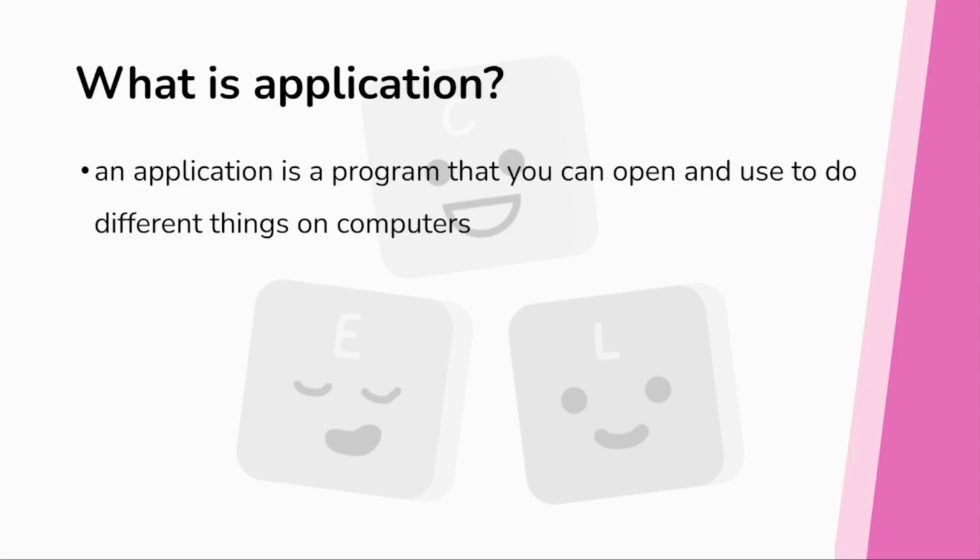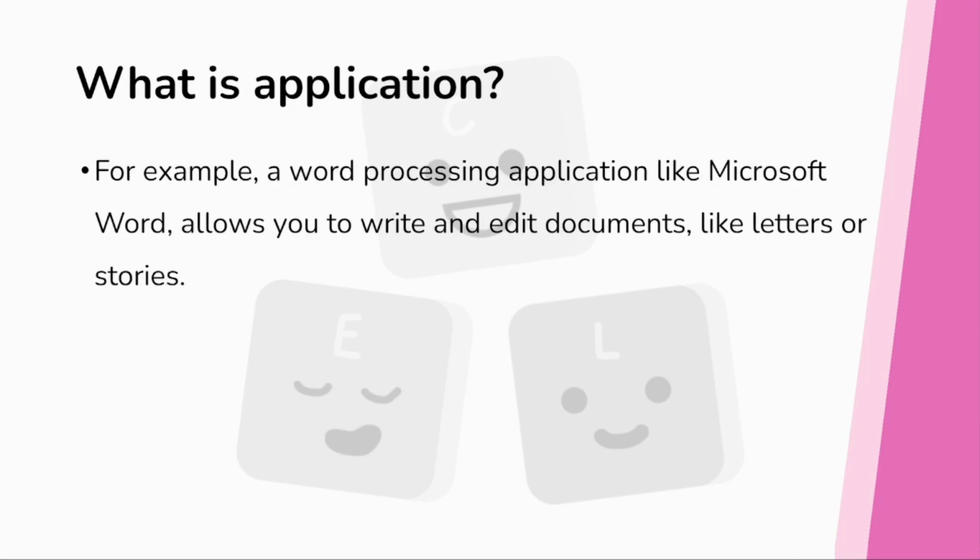First, what is an application? It is a program that you can open and use to do different things on computers. For example, a word processing application like Microsoft Word allows you to write and edit documents like letters or stories.